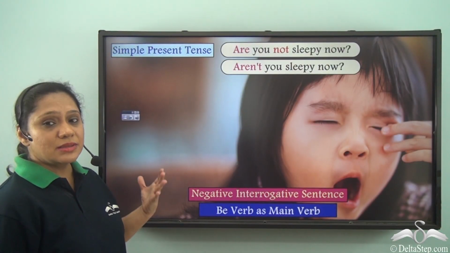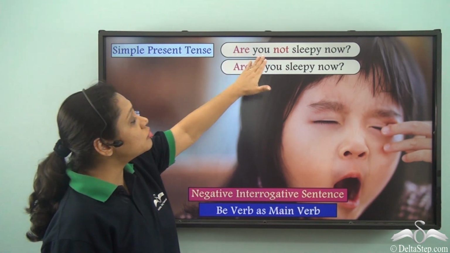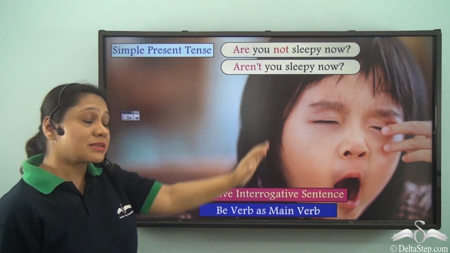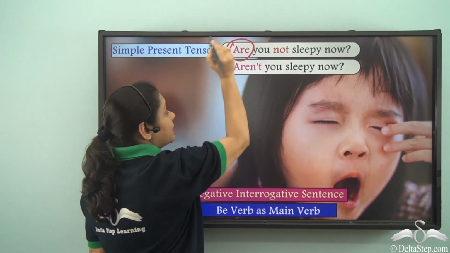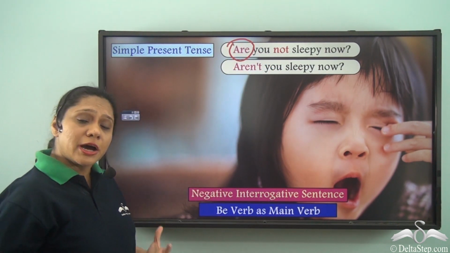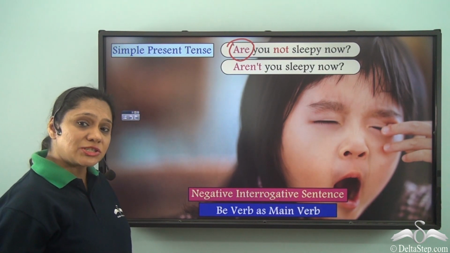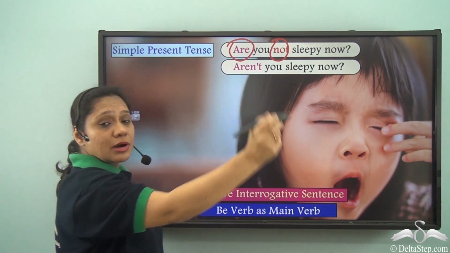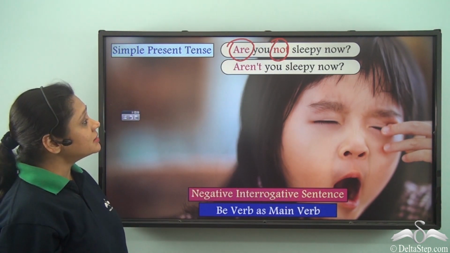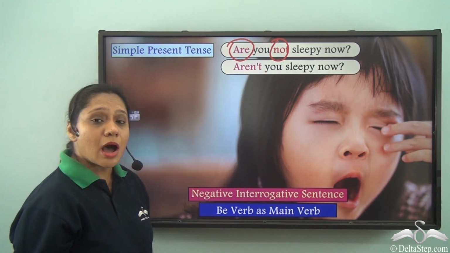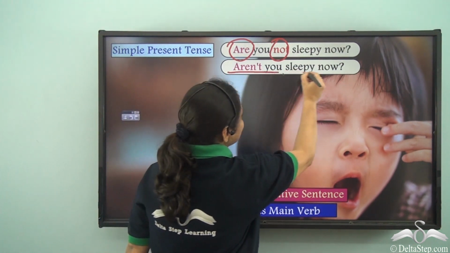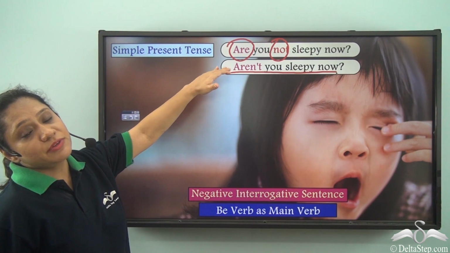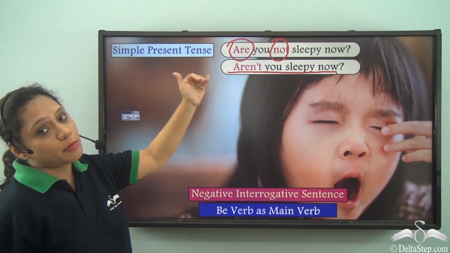Now let us look at the sentences here. Are you not sleepy now? Now this is a negative interrogative sentence where the be verb is the main verb. So here also we have not used any auxiliary verb. We have just included the negative word to form a negative sentence. So are you not sleepy now or aren't you sleepy now is the same thing. In the second case we have used the contracted form of are not.